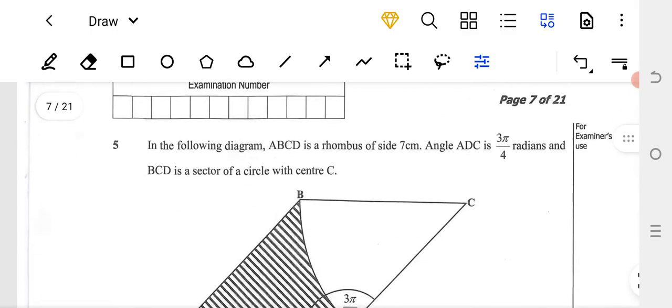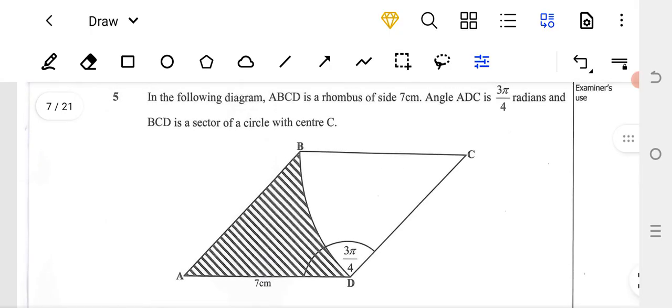Next question is question 5, radian measure.